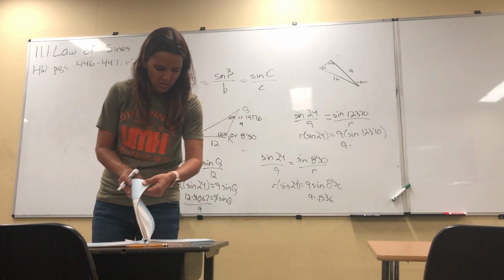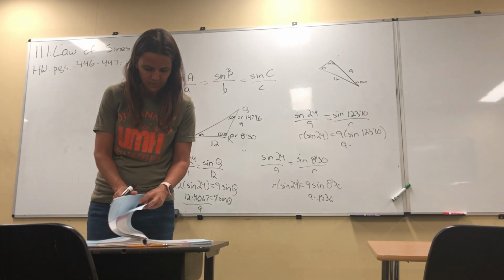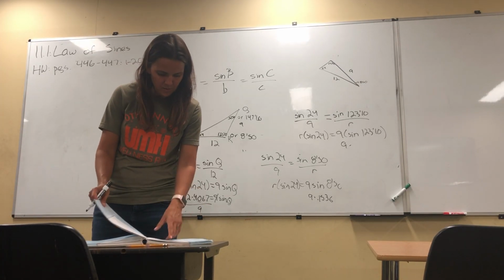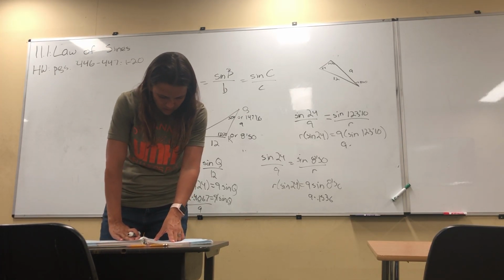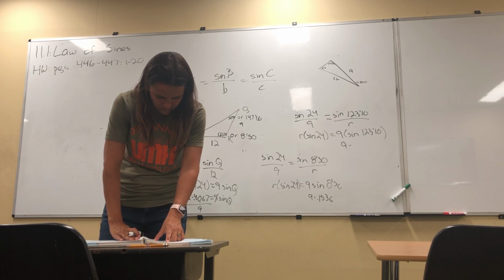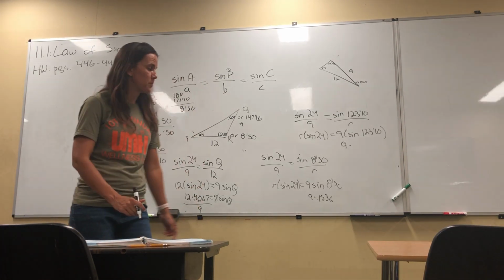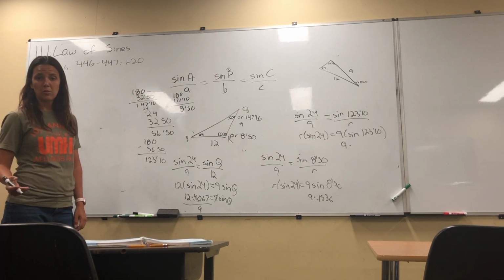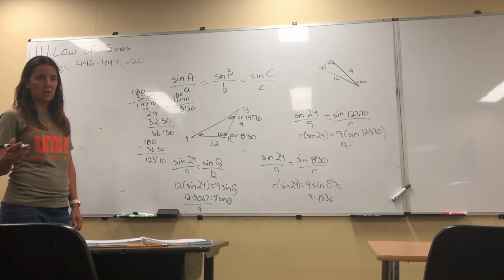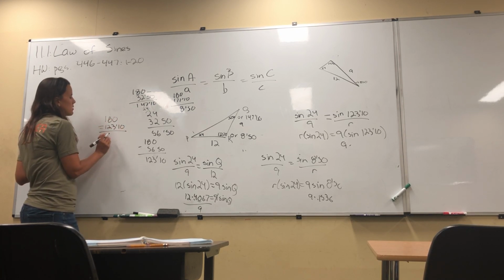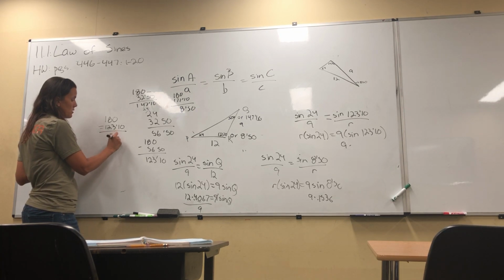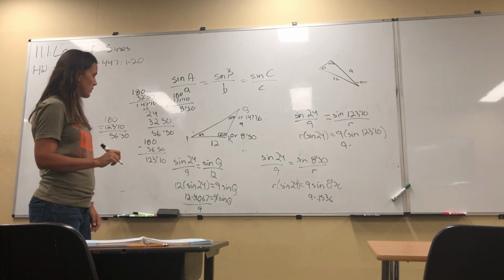Okay, so let's go back to, hopefully they give it to me, so I don't have to do the math. It says sine of 123.10. Yeah, they don't give it to you. All right, so you can try putting 123.10 into your calculator. I don't know if it's going to work. I'm going to find the complement of 123.10, which is going to be 56.50, okay?